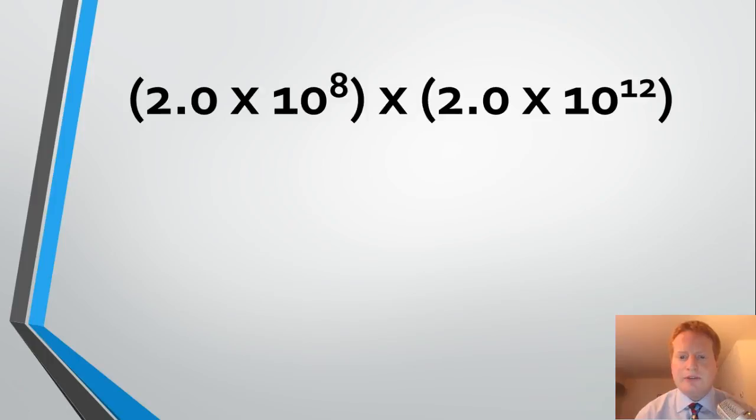Okay, so try to figure out this problem. How would you solve this problem keeping in mind the multiplier rules? Okay, so what you would get for this one is 4 times 10 to the 20th, because 2 times 2 is 4 and 8 plus 12 is 20.